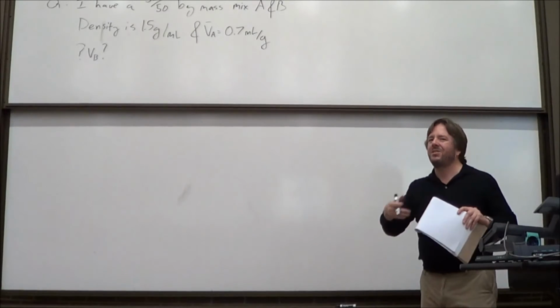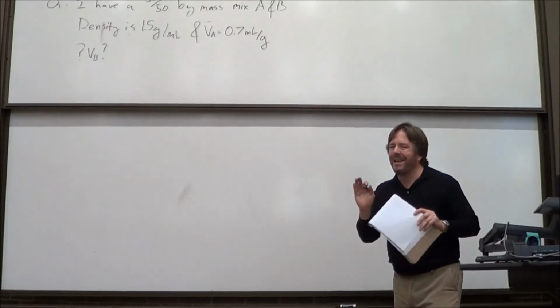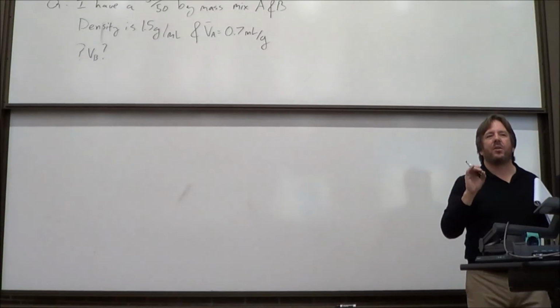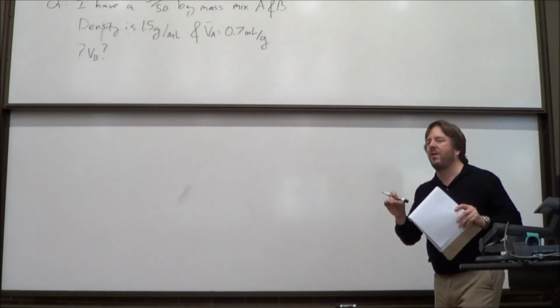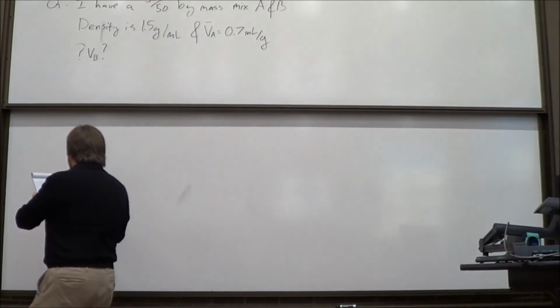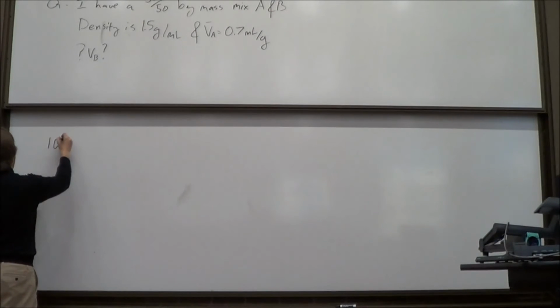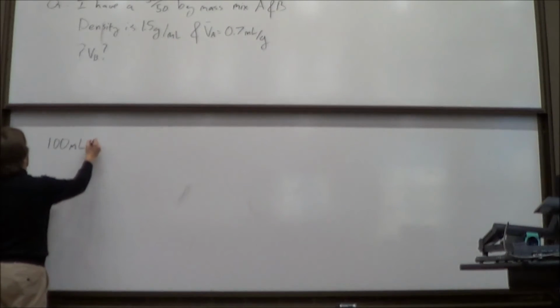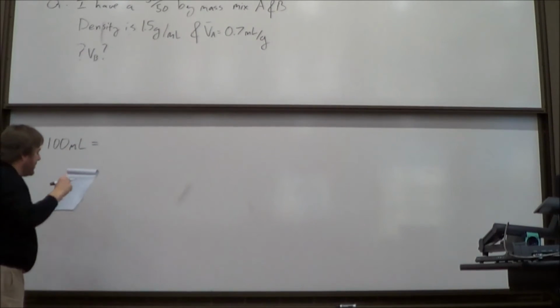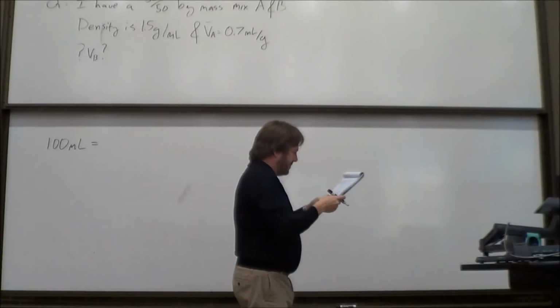So again, just start writing down what you know. But I'm going to start writing down what I know, not by density, but by deciding a certain number of mils and then figuring out number of grams. And then I'm going to go from there. Now I see that I want to get the total volume. So I'm going to say that the total volume is 100 mils.